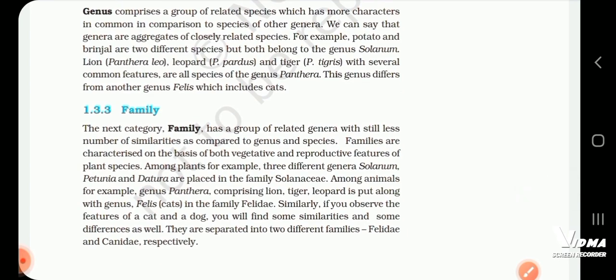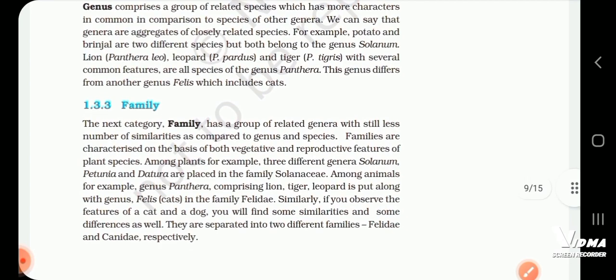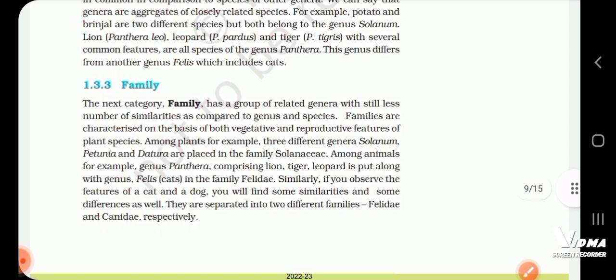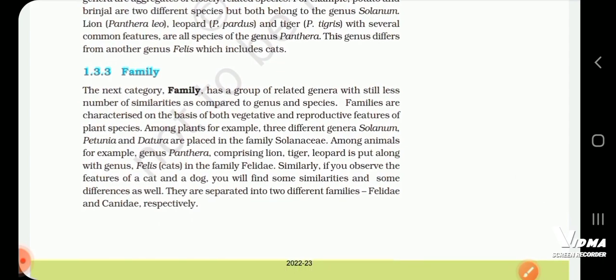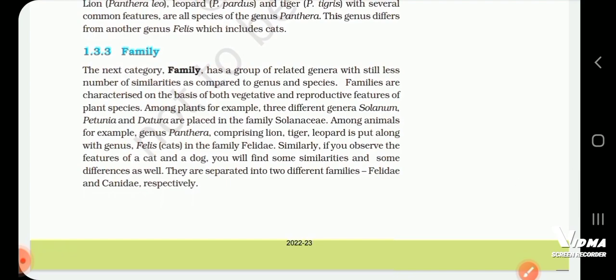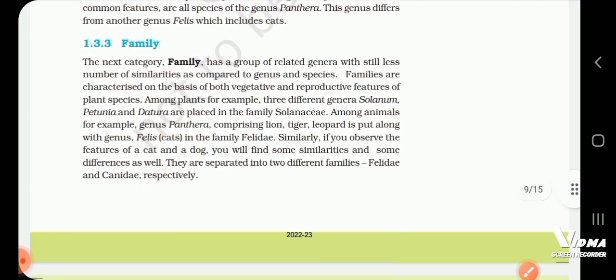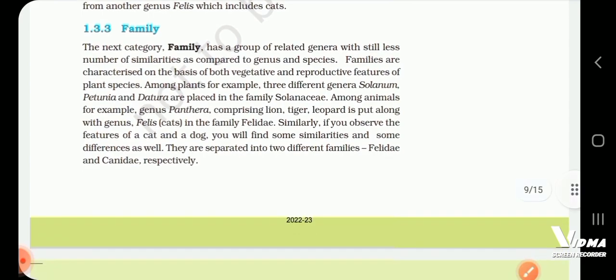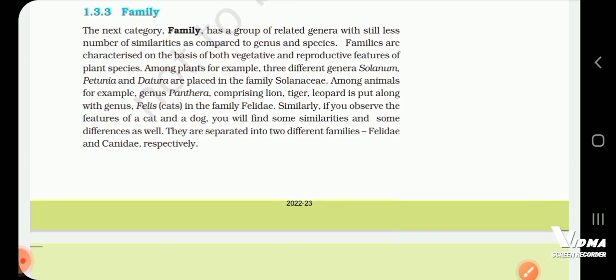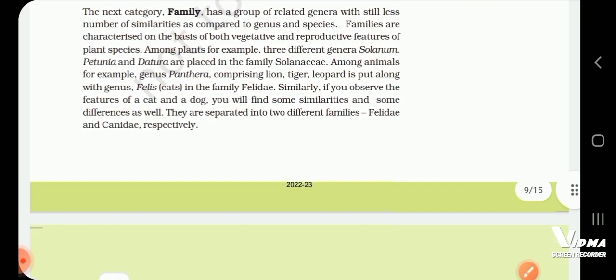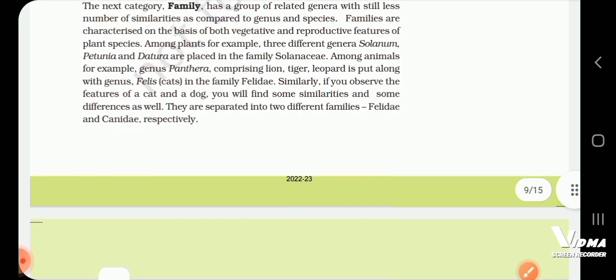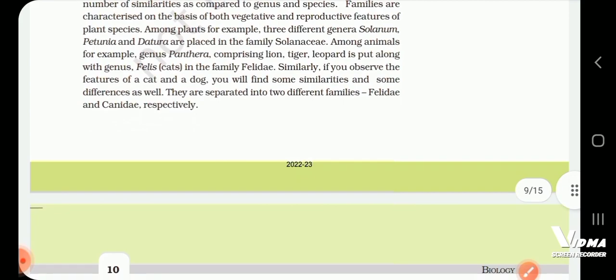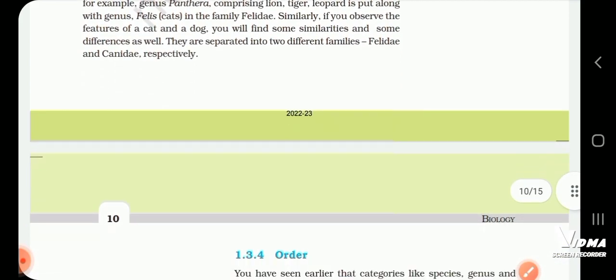The next category is family. The family has a group of related genera with still fewer similarities as compared to the genus and species. Families are categorised on the basis of both vegetative and reproductive features of plant species. Among plants, for example, three different genera Solanum, Petunia, and Datura are placed in the family Solanaceae. Among animals, for example, genus Panthera comprising lion, tiger, leopard is put along with genus Felis in the family Felidae. Similarly, if you observe the features of cats and dogs, you will find some similarities and some differences as well. They are separated into different families, Felidae and Canidae, respectively.